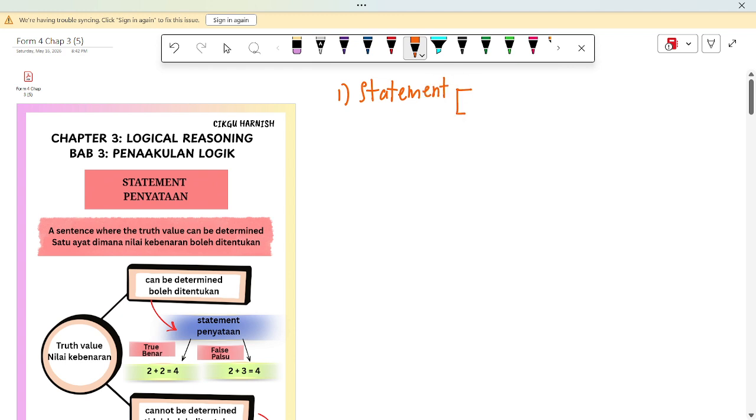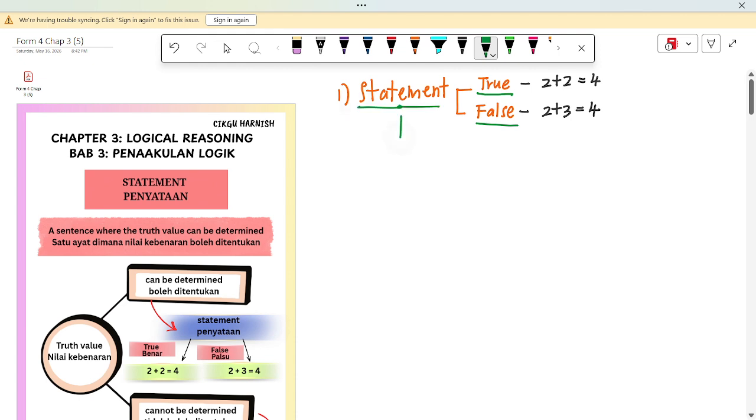If you can determine that a statement is true or false, then it is considered a statement. Example, 2 plus 2 equals 4, this is true. So if it's true, it's a statement. And we also know that 2 plus 3 is given here as 4, and we know that it's not equal to 4, so this statement is false. Even though it is false, either true or false, it is still considered a statement.